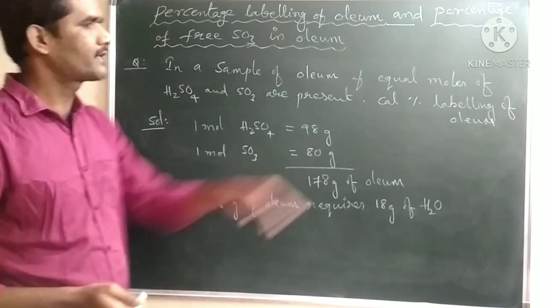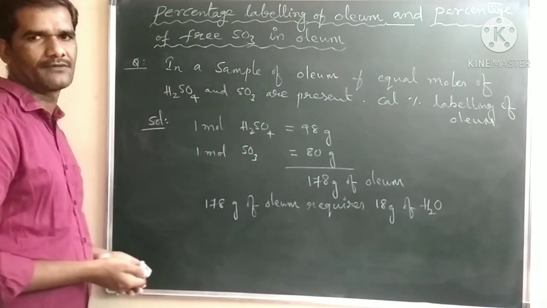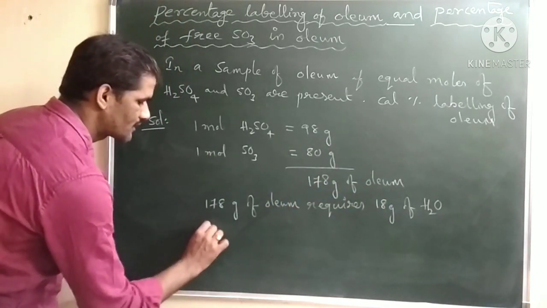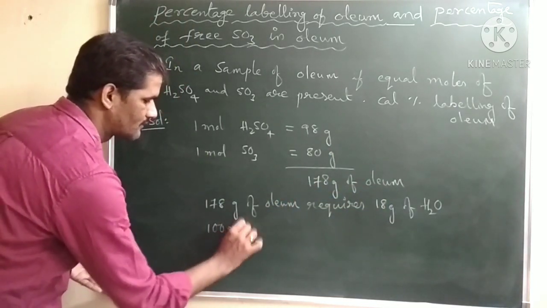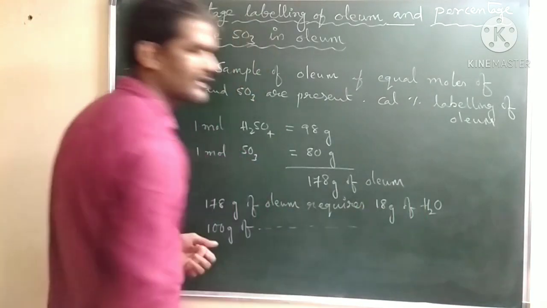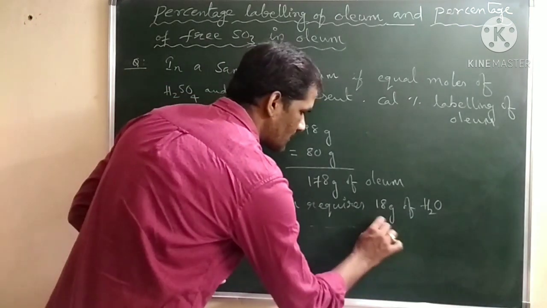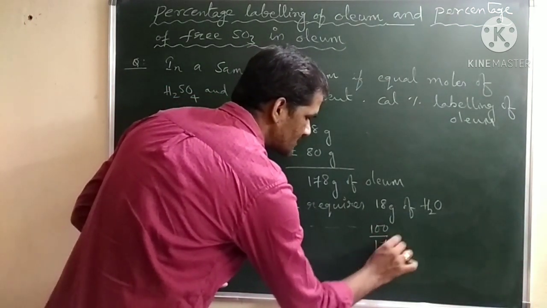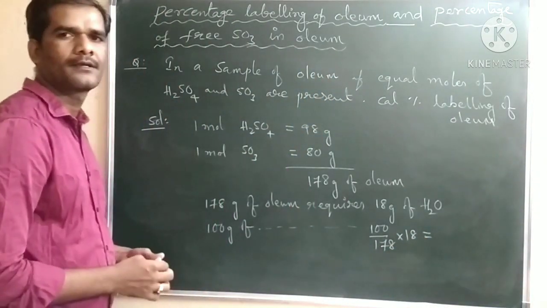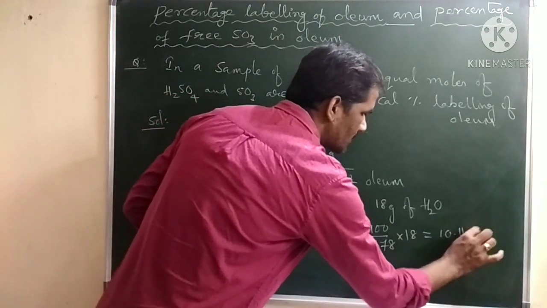Then what we have to calculate: percentage labeling means for 100 grams, how much water is required. So for 178 grams, 18 grams of water. Then for 100 grams of oleum, the water required, how much is it required? 100 by 178 into 18. So that will give 10.11 gram.